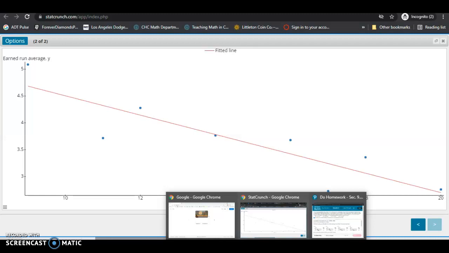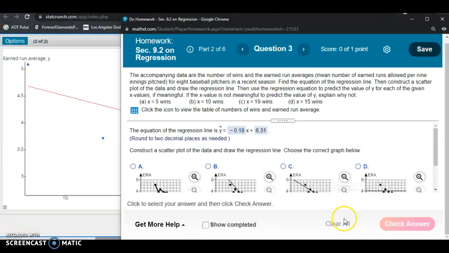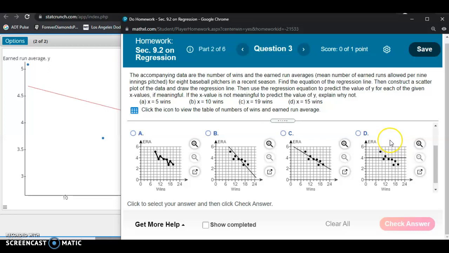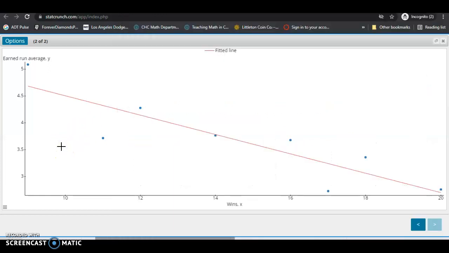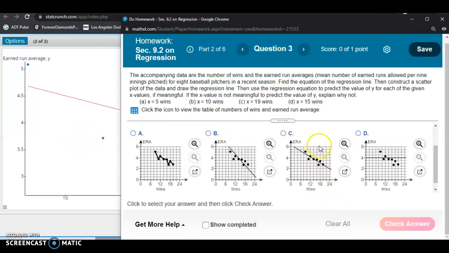So we're going to select the graph that most resembles the one that we have here in StatCrunch. It appears that this graph has a slope that's too steep. But this graph seems to match the equation of our line and the scatter plot of the data. You can always double check it. So select the most appropriate answer choice, in this case, answer choice C.